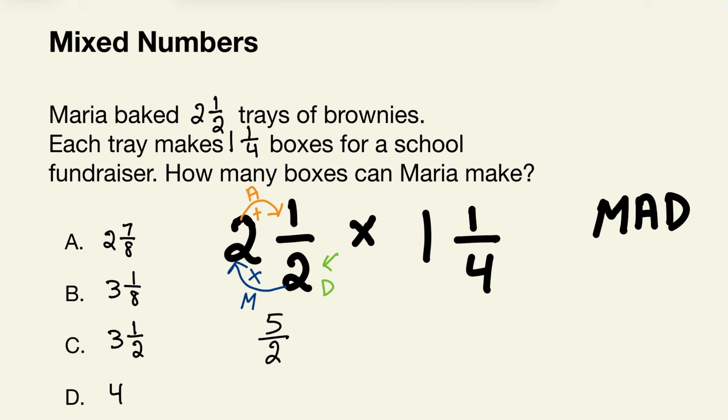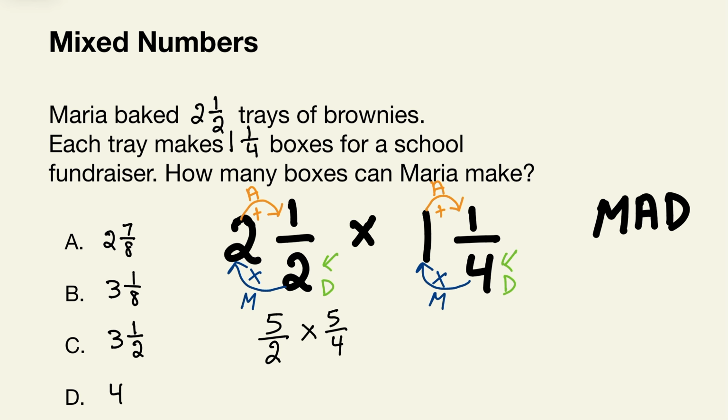Multiply that by 1 1/4. We're going to use M.A.D on 1 1/4 as well. So take the denominator 4, multiply it by the whole number of 1, which is 4. So again, this is you multiplying. 4 times 1 is 4. Take that product of 4, and you're going to add it to the numerator of 1. And that is 5. And keep the denominator of 4. And that becomes 5/4. So we have 5/2 times 5/4.